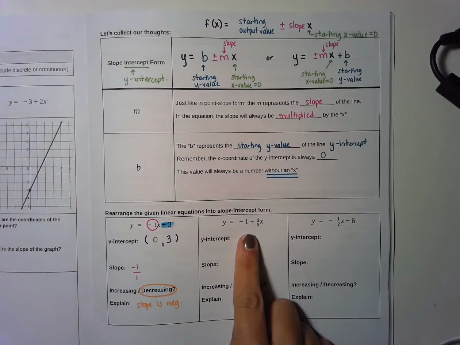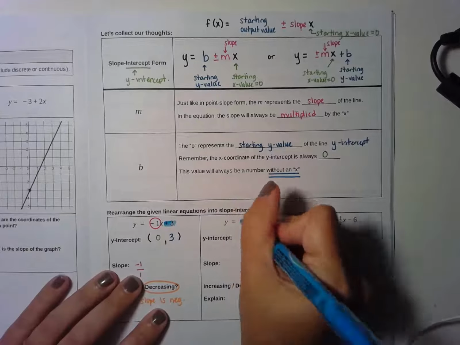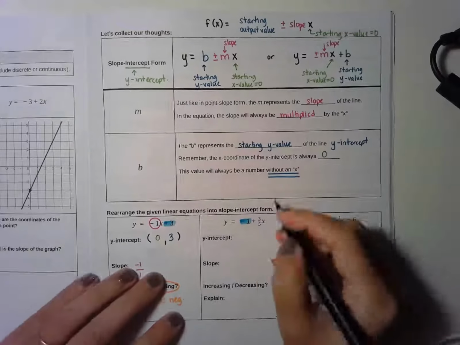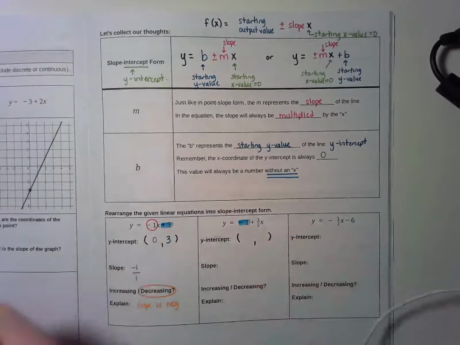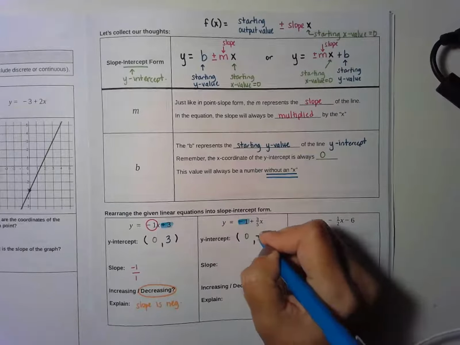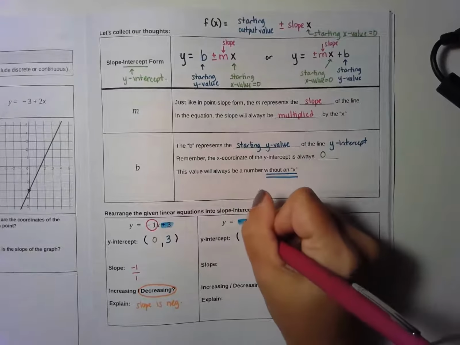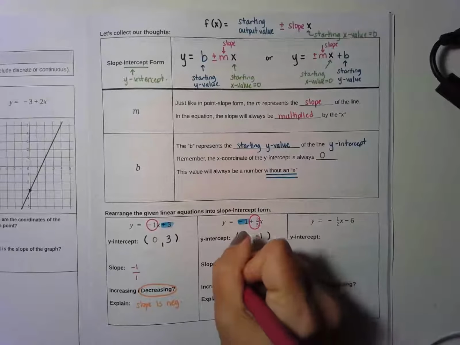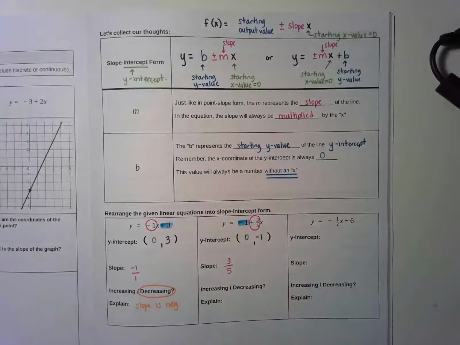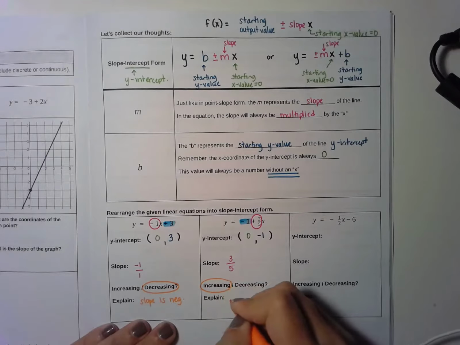In the next equation, my starting y value would be the -1. And because there's no parentheses by the x, I know that the starting x is 0, which makes the -1 the y-intercept. My slope would be 3/5 because that's the number that's multiplied by x. mx. M is the slope. Because this slope is positive, my graph is going to be increasing because the slope is positive.